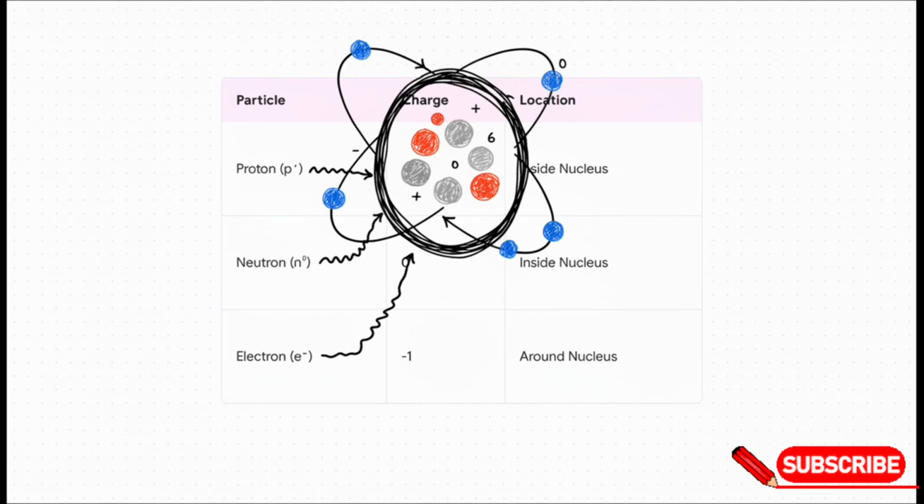Inside that dense nucleus at the center, you have the positively charged protons and the neutral neutrons. Then, orbiting that nucleus in those specific energy levels, you have the negatively charged electrons. The positive protons and negative electrons balance each other out, making the whole atom neutral.